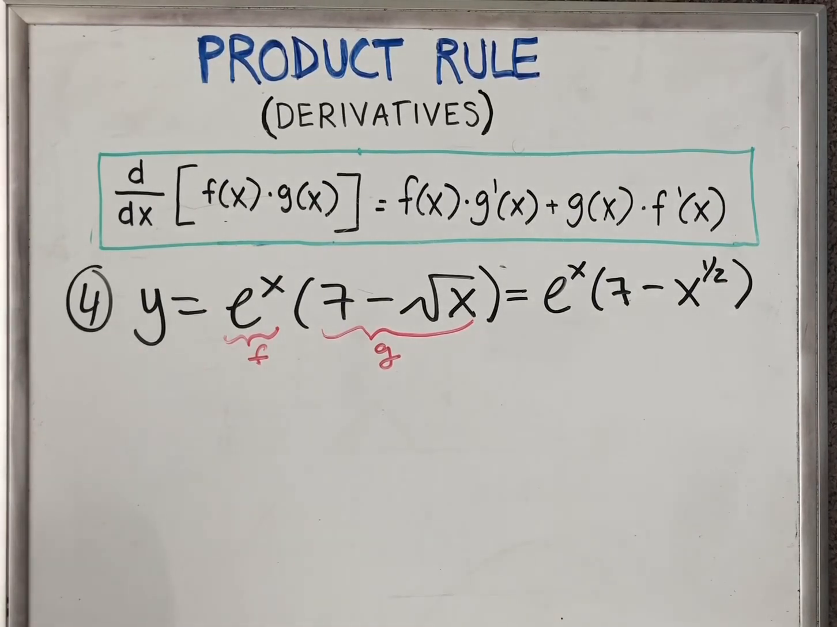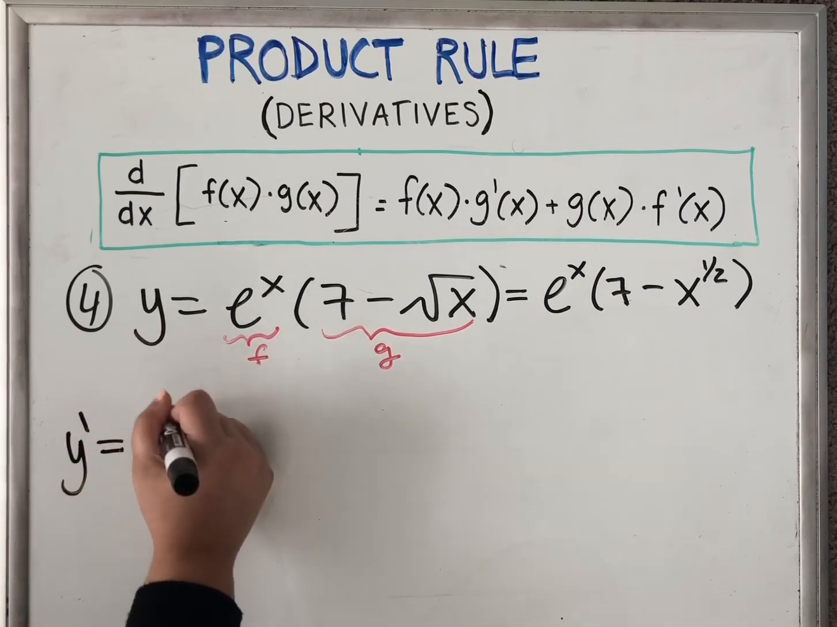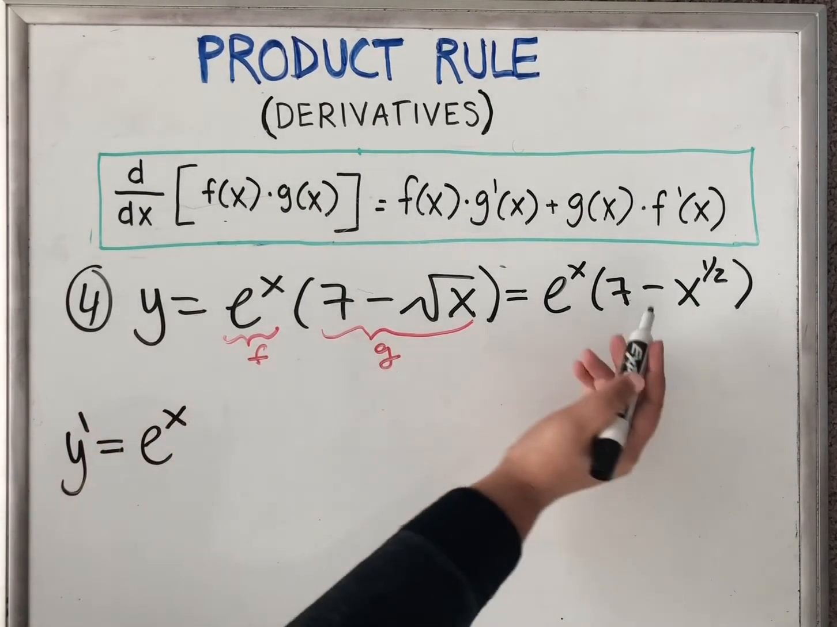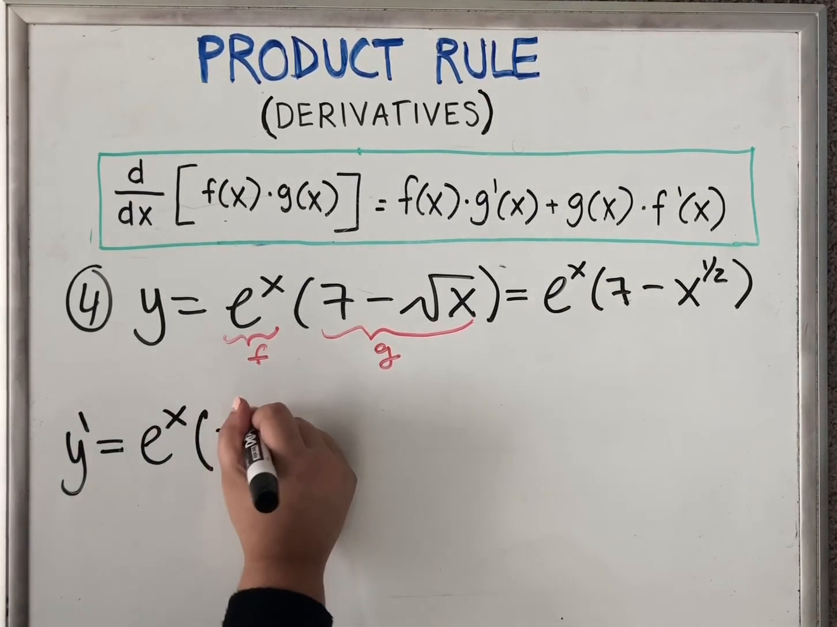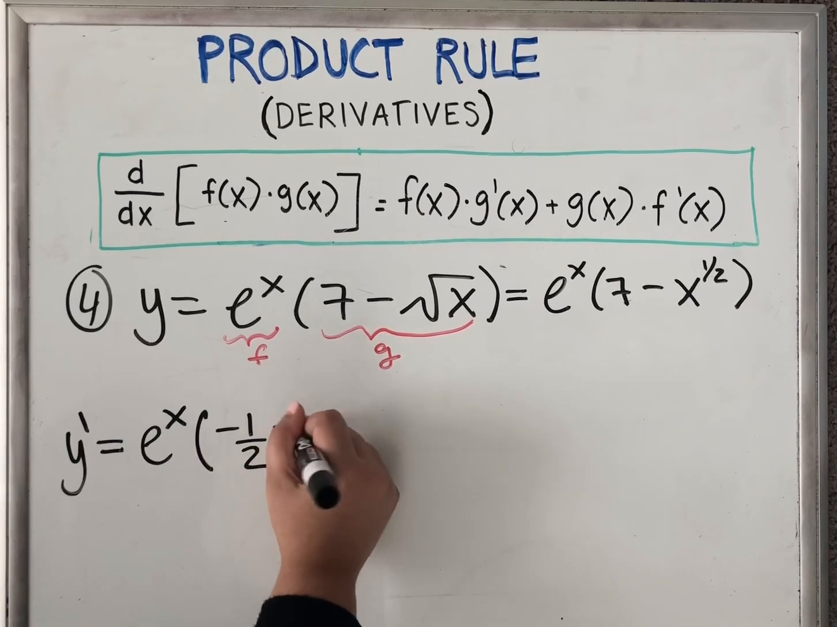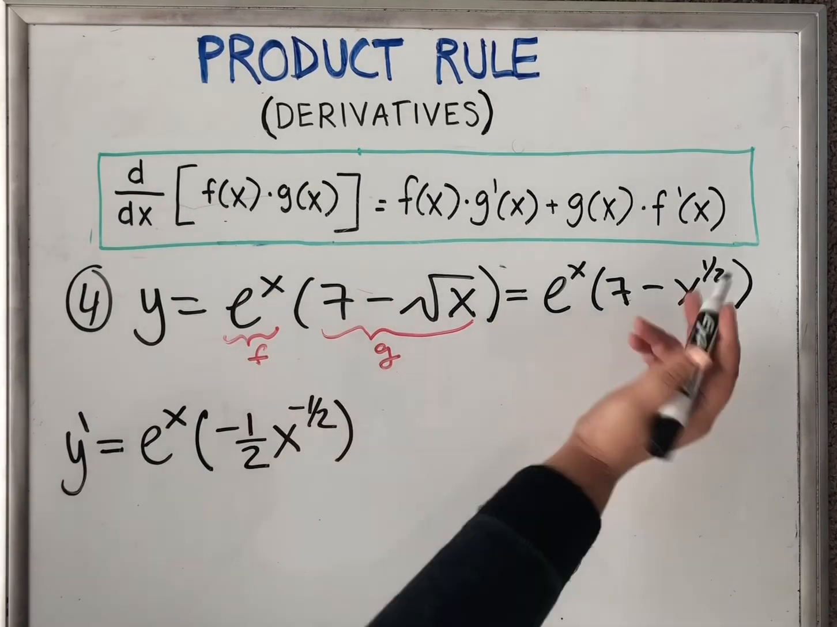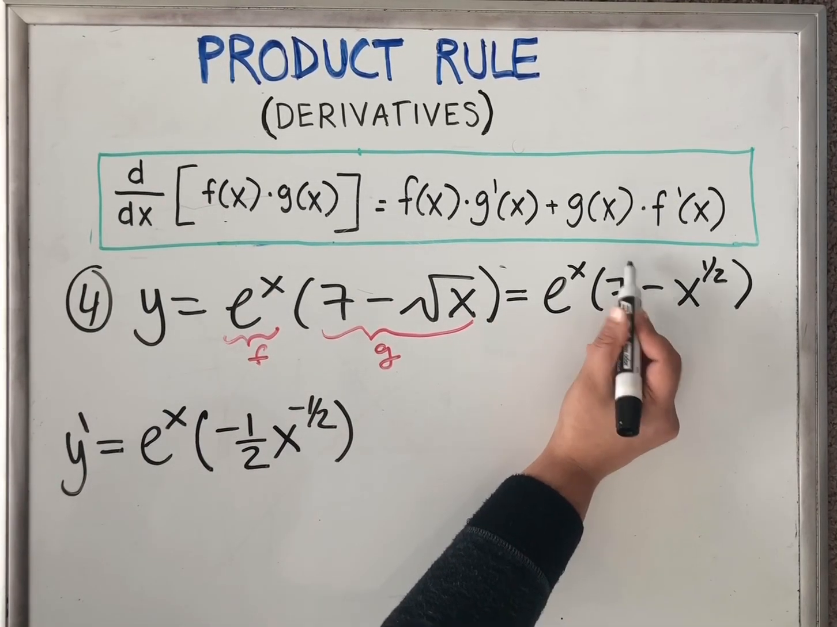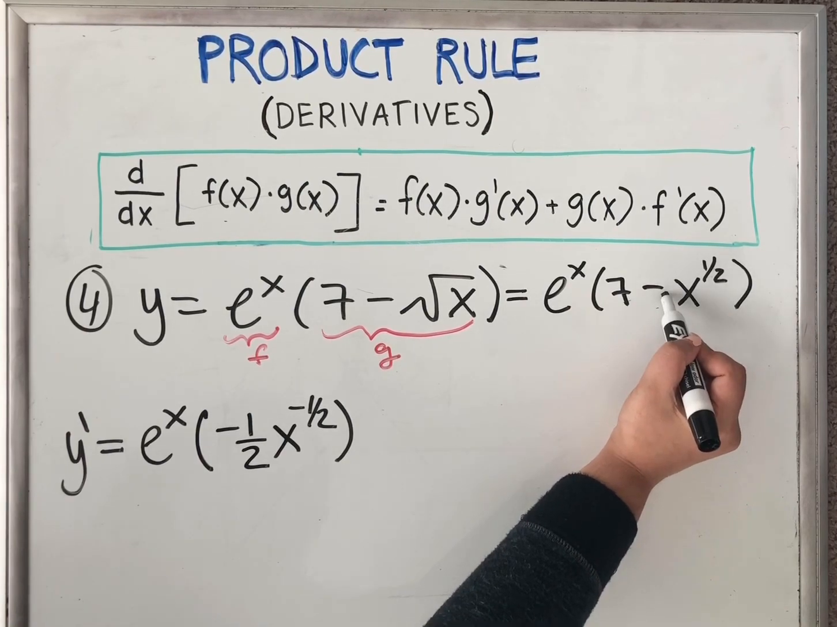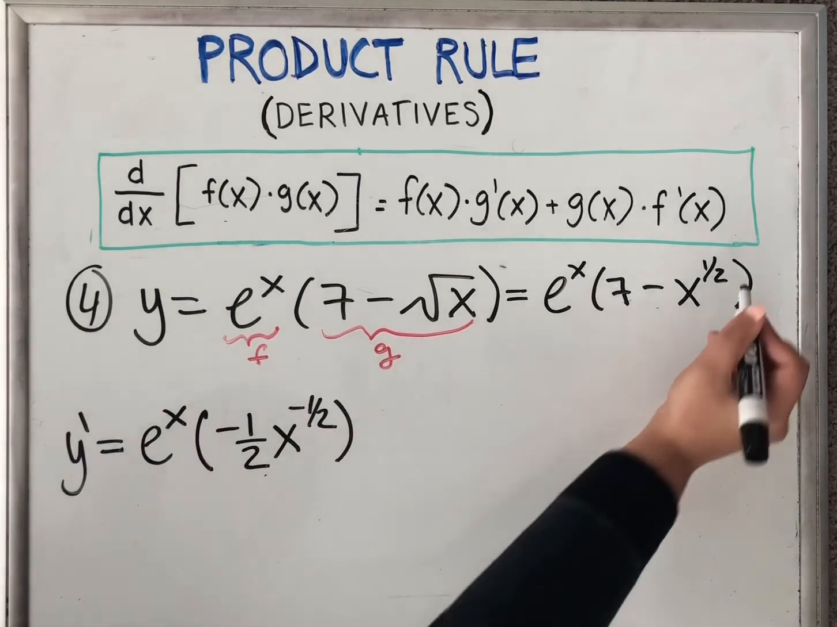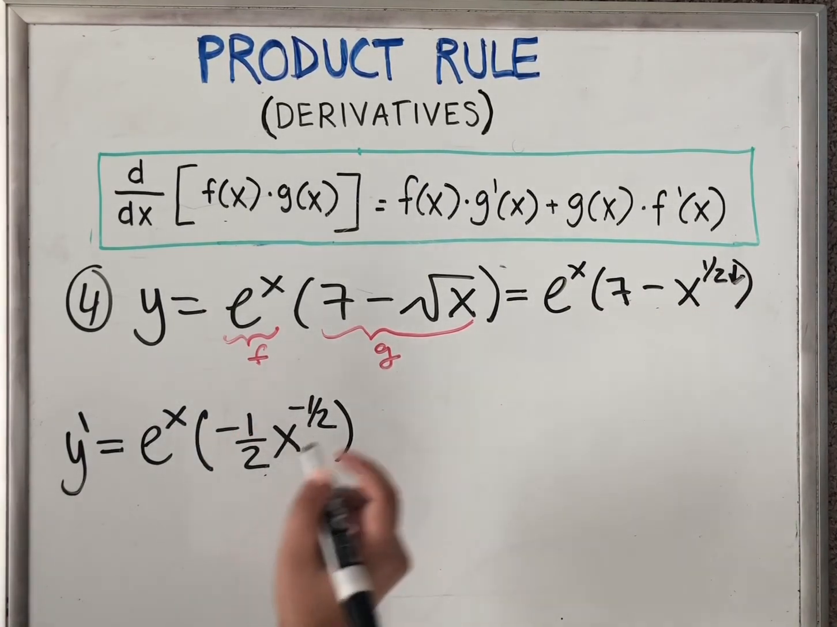So y prime is equal to f, which is e to the x, times the derivative of g. Applying the power rule there, we have negative 1/2 x to the negative 1/2. The way I did that: the derivative of a constant is 0, then we're left with negative x to the 1/2. Pull down the 1/2, so we have negative 1/2 x, and then reduce that exponent by 1. So basic power rule.